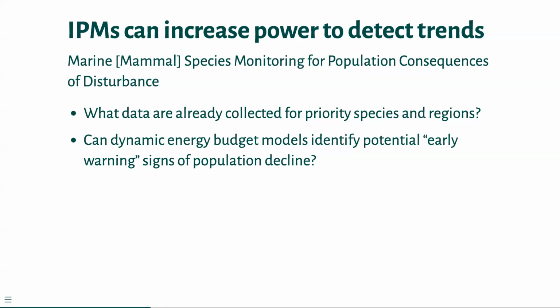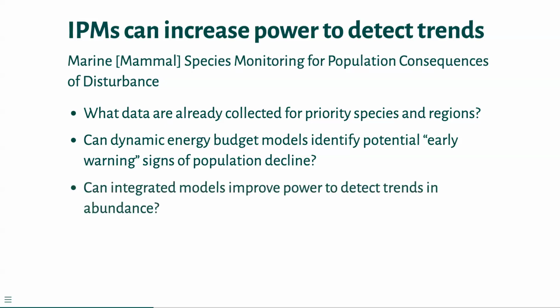Usually when we think about monitoring for disturbance, we think about looking for a change in the population size, but maybe there's something about their life history that changes earlier than that. For example, maybe if we could look at survival or fecundity, we might be able to detect a decline earlier than if we waited for the actual number of animals to change. Then the third part of the project, which is the part that I was involved in, was evaluating whether integrated models, integrating these different types of data, could improve power to detect trends in abundance.